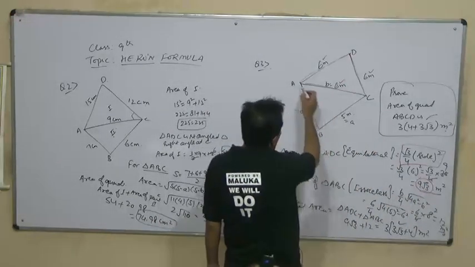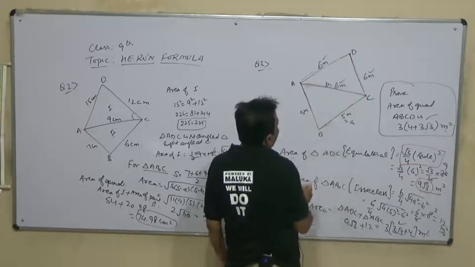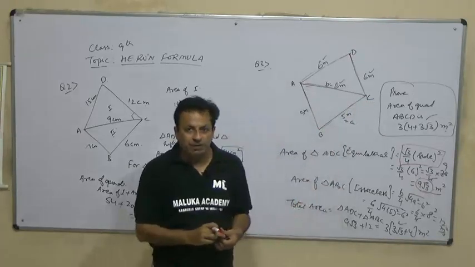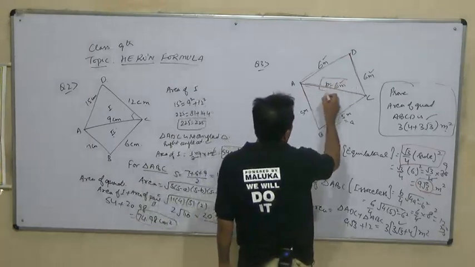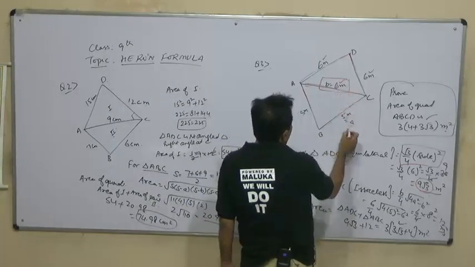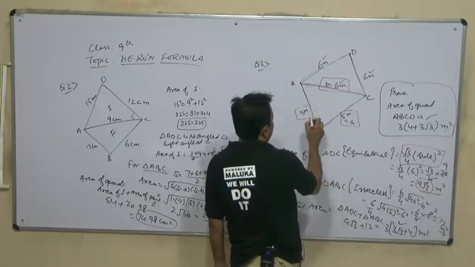Then the second triangle turns out to be isosceles, and in an isosceles triangle we have one base and equal sides. So the base is marked as B, which is 6 here, and the equal side is 5 meter. Two sides are equal, that are 5 meter.